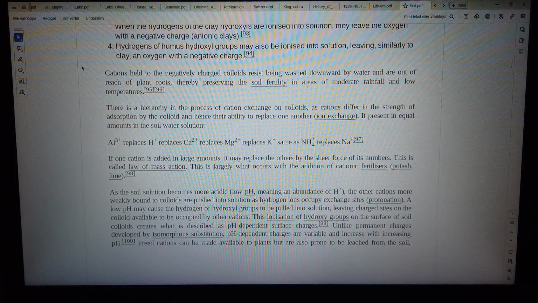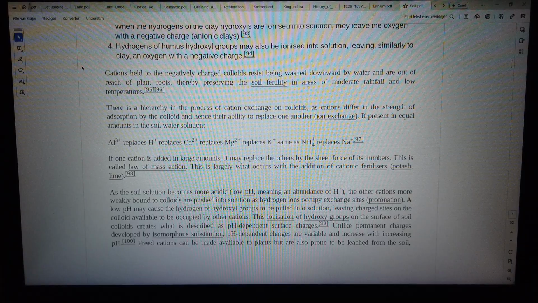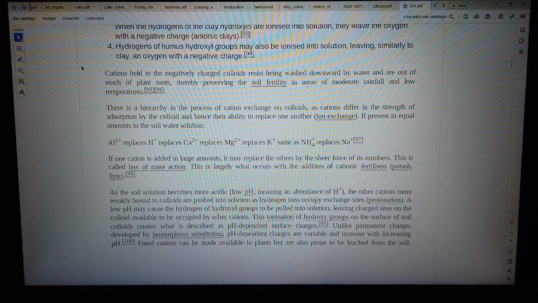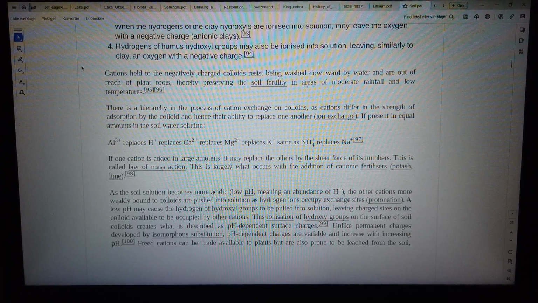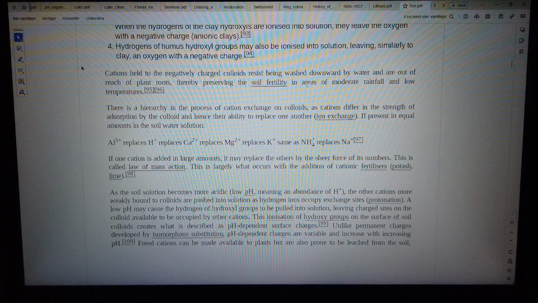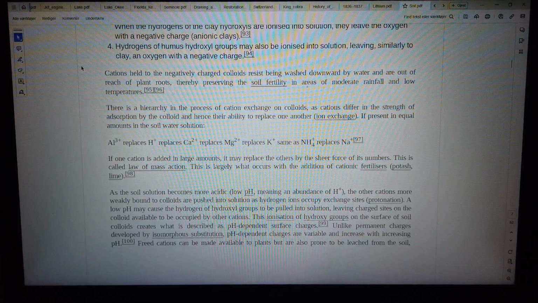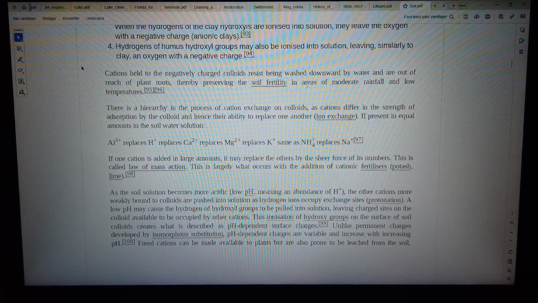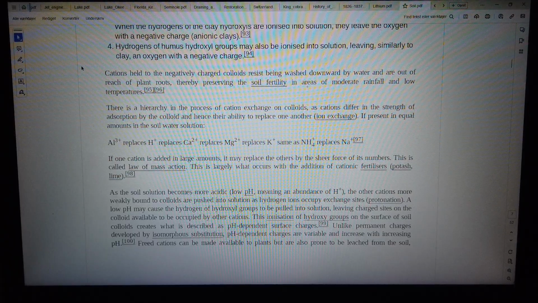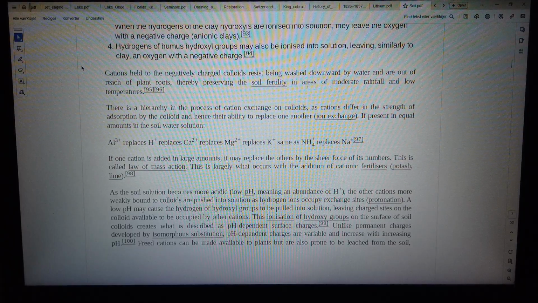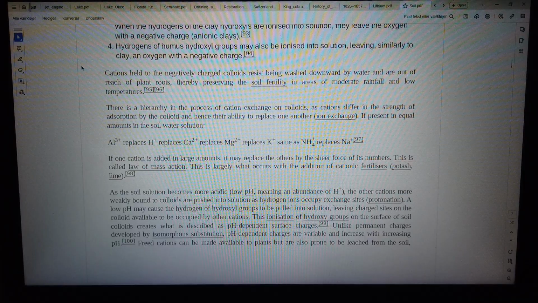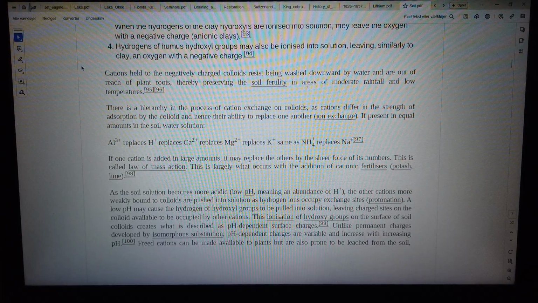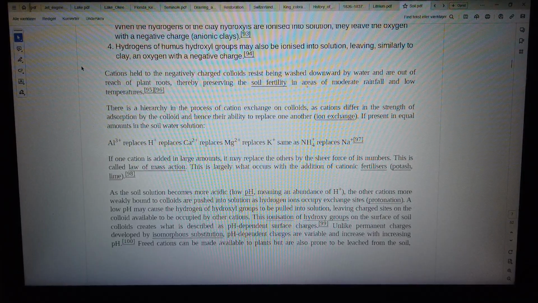95. 96. There is a hierarchy in the process of cation exchange on colloids, as cations differ in the strength of adsorption by the colloid and hence their ability to replace one another. Ion exchange. If present in equal amounts in the soil-water solution, Al3+ replaces H+, which replaces Ca2+, which replaces Mg2+, which replaces K+, which is the same as NH4+, which replaces Na+.